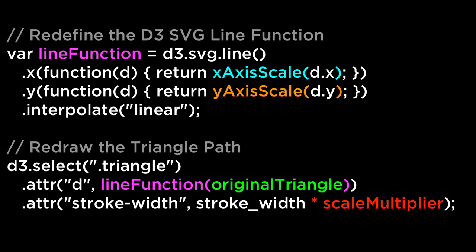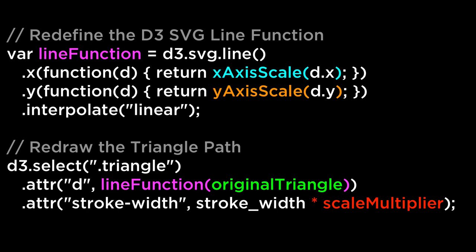Also, note that we have to make sure to multiply the stroke width by the zoom scale multiplier. In this way, we do not change the actual SVG path mini language instructions, but the function that creates the SVG path mini language instructions. The rest of the code we used in the previous videos and earlier example to create the SVG axis, scales, viewport, inner drawing space, and hidden rectangle will all stay the same.